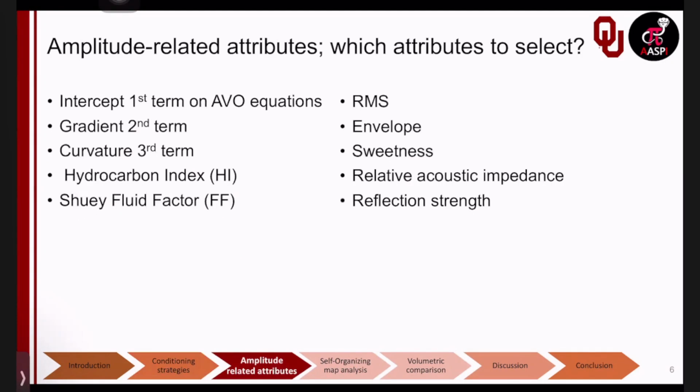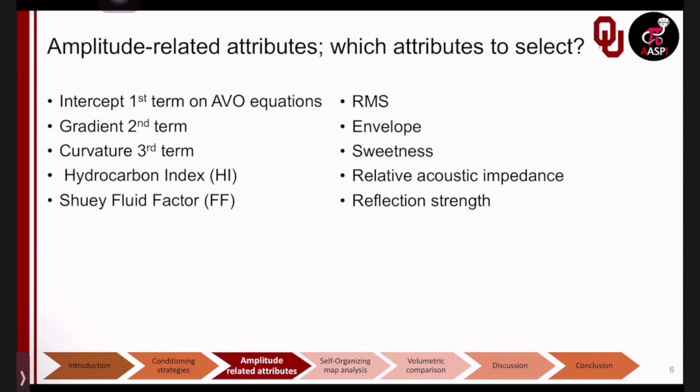In terms of amplitude-related attributes, which attributes to select? The attributes that I'm going to be using for SOM are intercept, which is the first term of the AVO equations on the linearized Fatti or Shuey equations, gradient, which is the second term, and curvature, which is the third term. Then a composite attribute, the hydrocarbon index, which is basically the intercept minus the logarithmic transformation of the gradient, and the Shuey fluid factor, which is a matrix projection on the intercept and gradient.